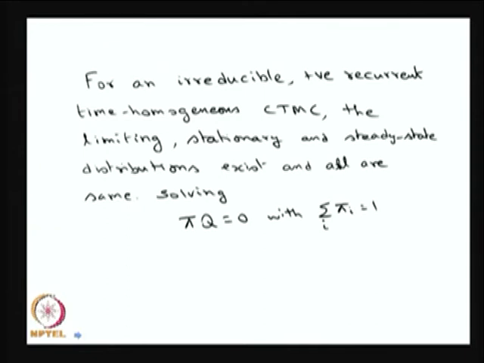Whenever the CTMC is time homogeneous, irreducible, positive recurrent, all these three distributions are the same, and one can solve these two equations: pi Q is equal to 0 and the summation of pi i is equal to 1, and you can get the limiting distribution, stationary distribution, or steady state or equilibrium distribution.